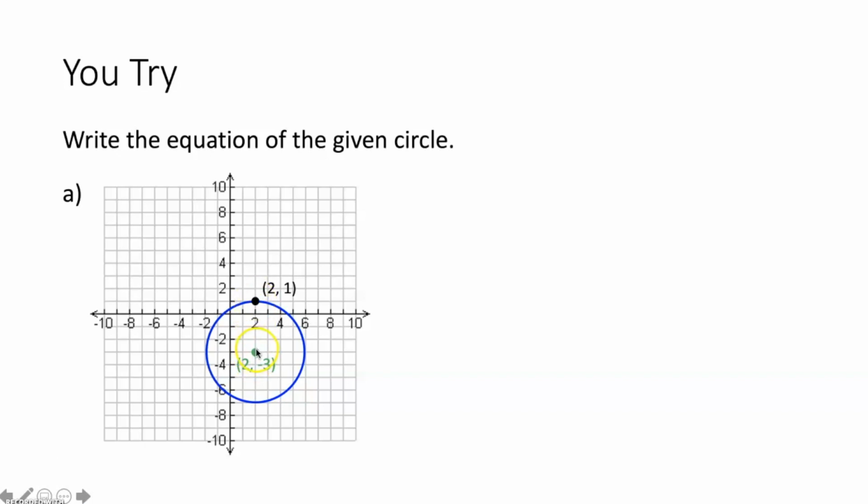And the good news again is that the center of our circle and the point on the circle have the same x value, meaning we can just count the vertical distance between these 2 points in order to find our radius. So our radius here would be 1, 2, 3, 4 units, meaning we have a center at 2, negative 3 and a radius of 4 units. So all we have to do now is plug those into the equation of a circle in the coordinate plane.